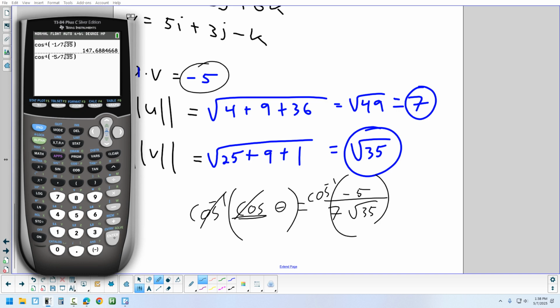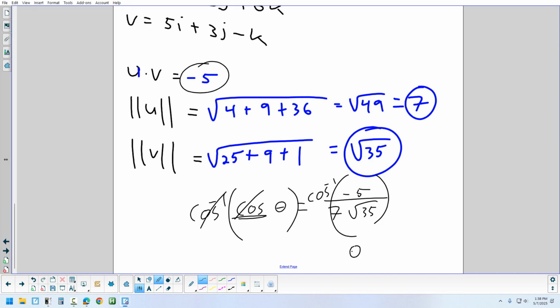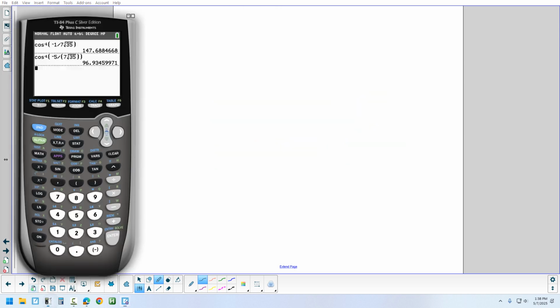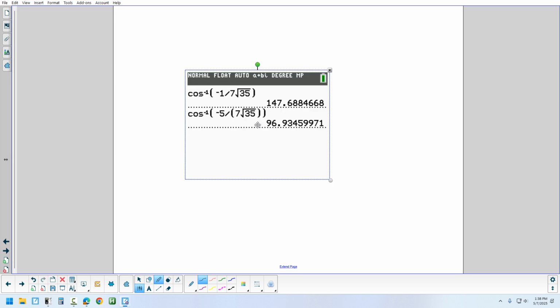96.93. Why does it have two parentheses together? Because you have to close the first one and then close the bigger one. It's a parenthesis inside of another set of parentheses, because you have to do the 7 times the square root of 35 before you divide -5 by that.